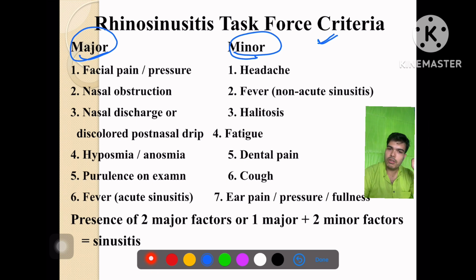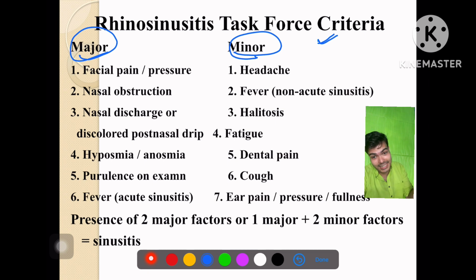So what are the functions of the nose? Number one is smell. Number two is respiration. So this is halted, so there's anosmia or hyposmia. And of course, I told you facial tenderness is one of the most important features of rhinosinusitis, right? So facial tenderness and anosmia, hyposmia, and other features like nasal congestion, post-nasal drip, and intranasal drip. These are the major nasal criteria.